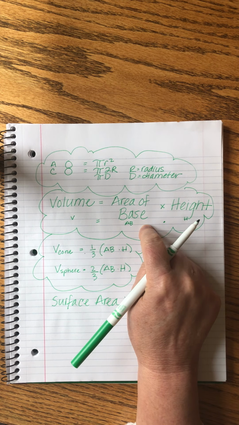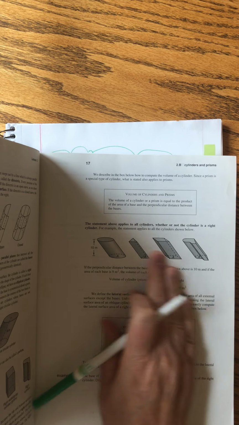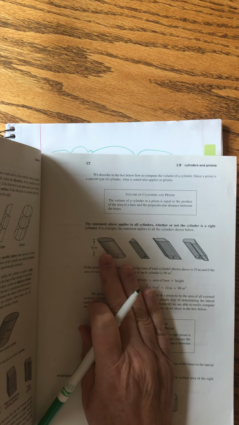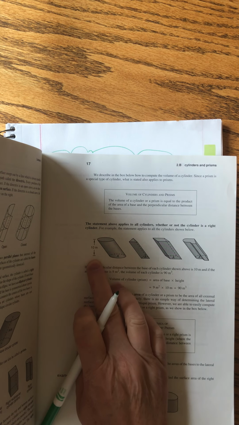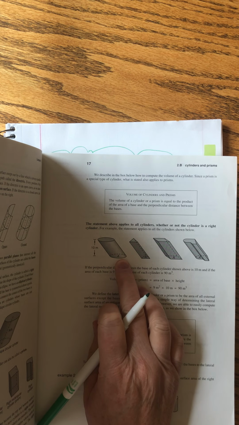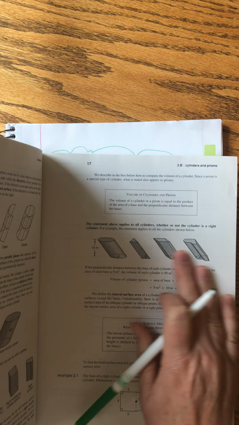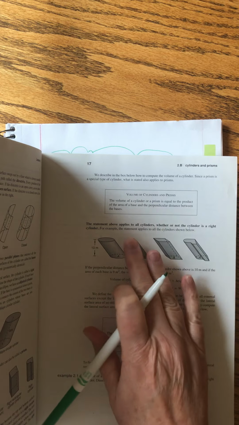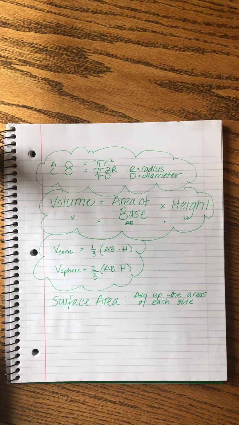This volume formula works even if we have wonky tipped objects like this. These are not right shapes. Right shapes are shapes where the side meets the base at a right angle. That's what we do most of our work with. These are wonky and we don't spend much time with these, but this same volume formula will work for them. And I think we might have a problem like that. We'll see.